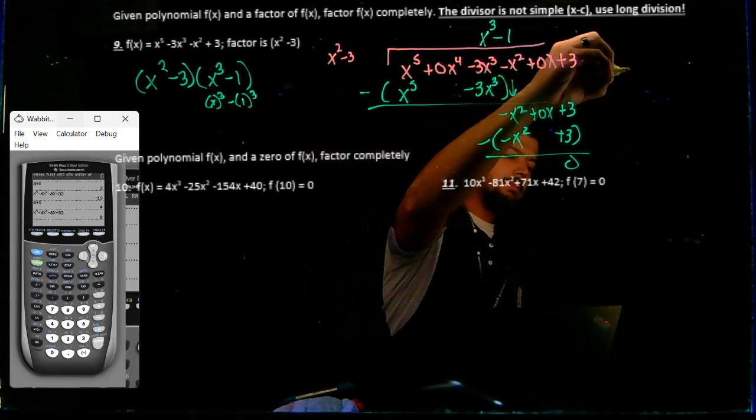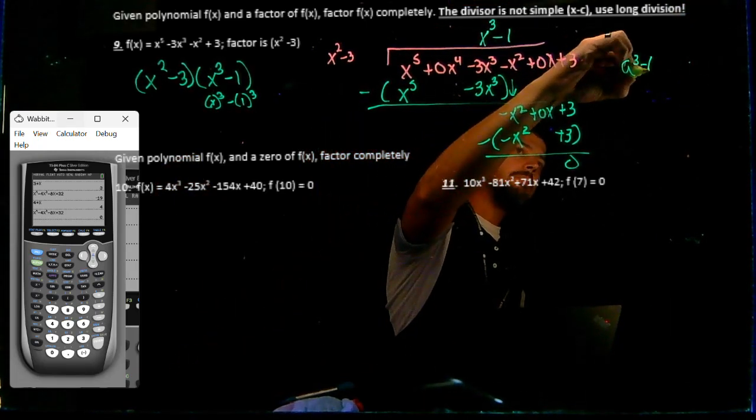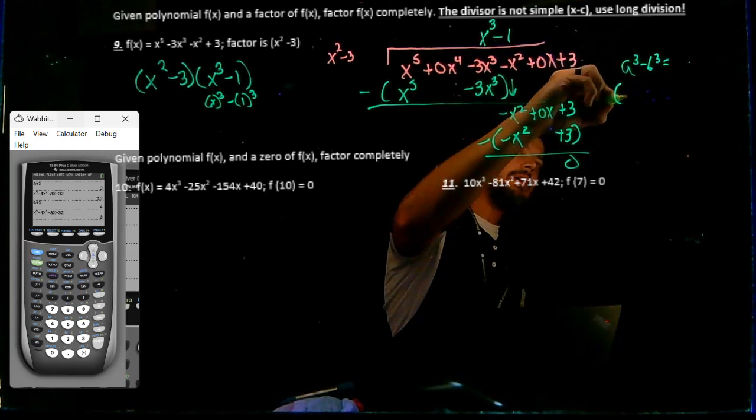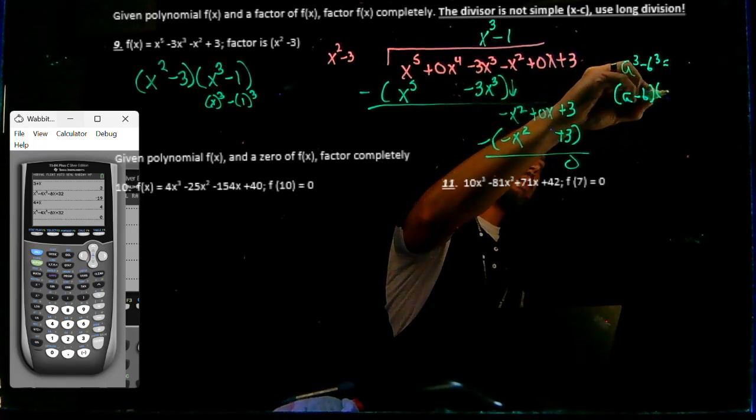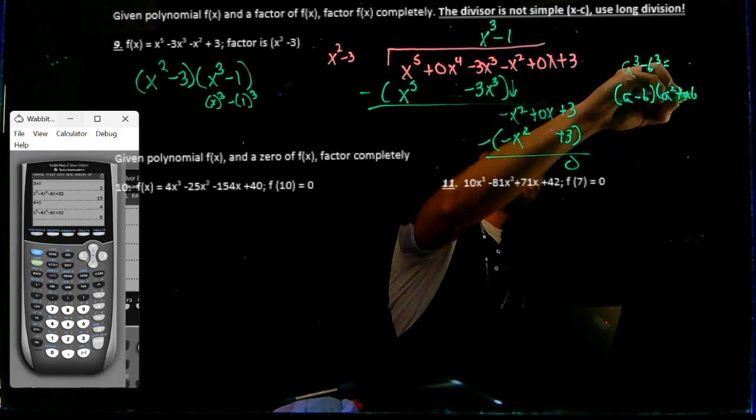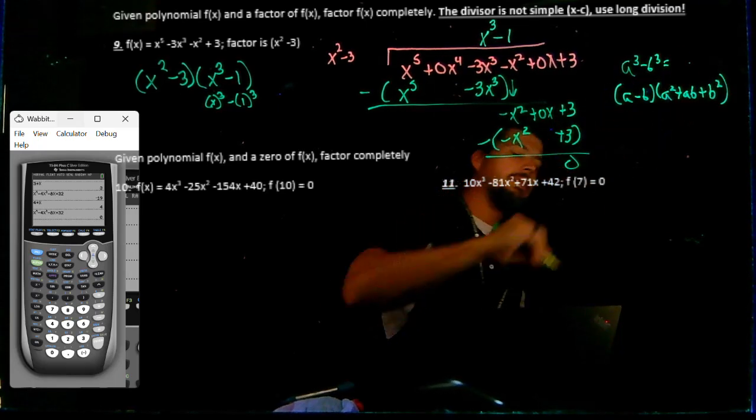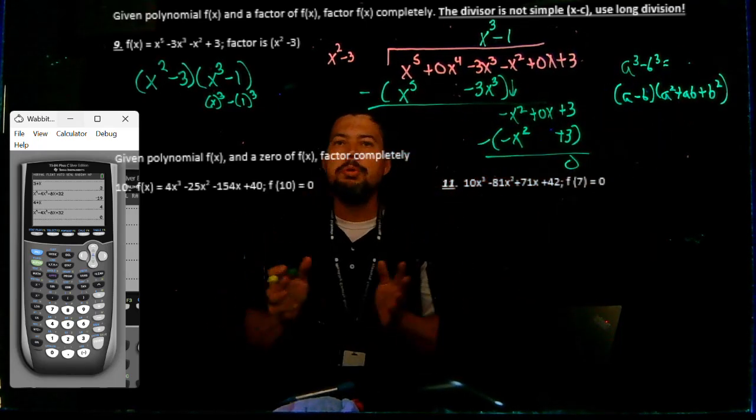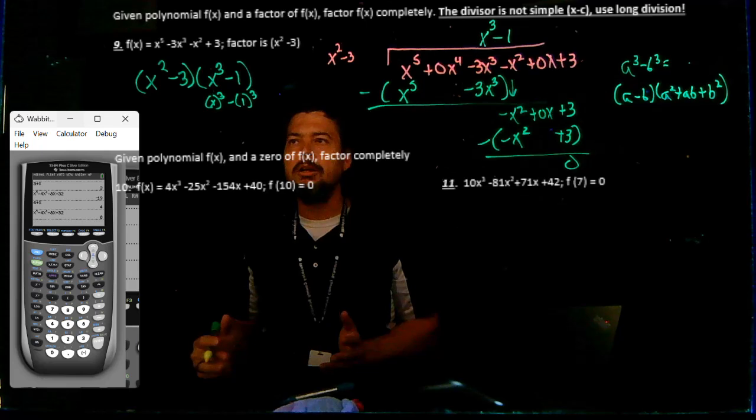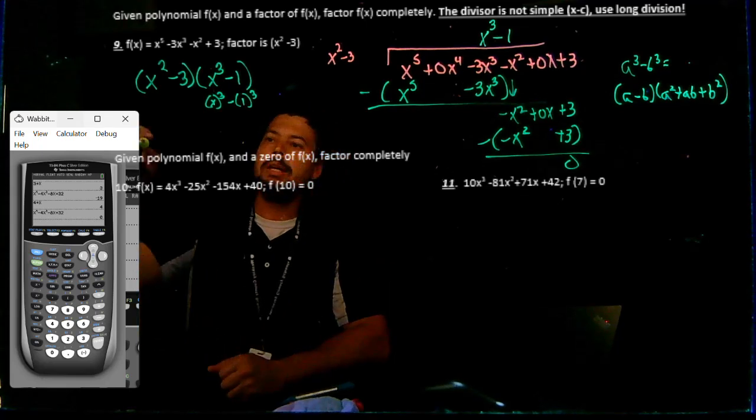You're supposed to remember that a cubed minus b cubed is a minus b times a squared plus ab plus b squared. You're supposed to remember it. Do you? No, because you can't even remember the formula for slope. Bless you, child.